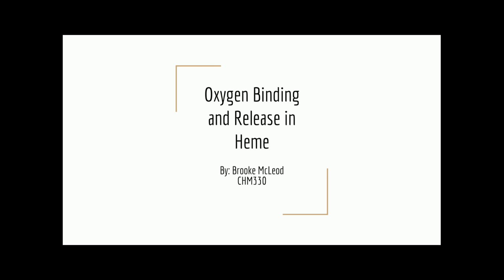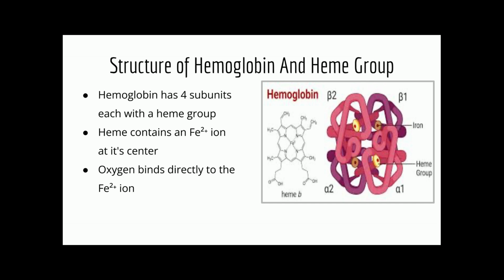Let's get started. First, a quick overview. Hemoglobin is a protein found in red blood cells. It has 4 subunits, and each one contains a heme group. In the center of each heme is an iron ion, Fe2+, and this is exactly where oxygen binds. What's amazing is that this binding is reversible, so hemoglobin can pick up oxygen in the lungs and release it in the tissues.